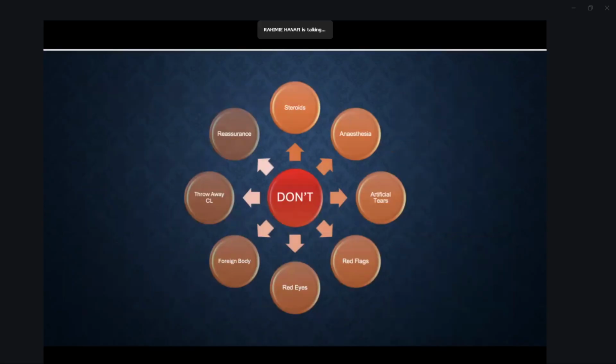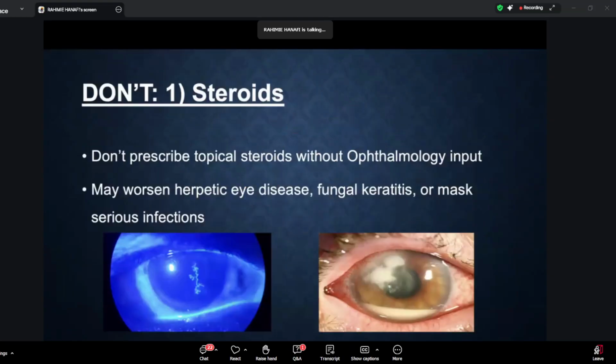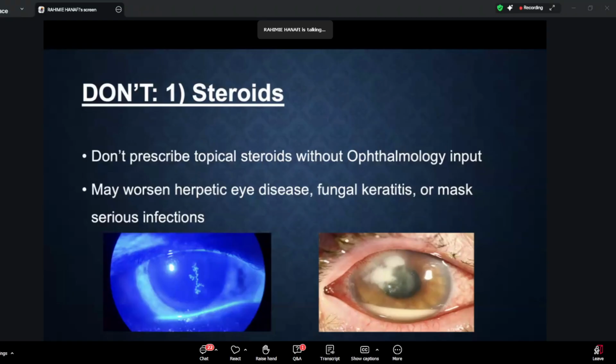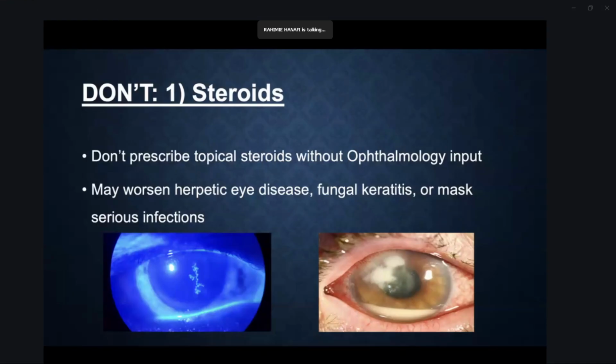We have talked about the do's. Now we are moving towards the don'ts. Number one, very, very important: please do not prescribe topical steroids without ophthalmology input. This is very important because they may worsen herpetic eye disease, fungal keratitis, or mask any serious infections.